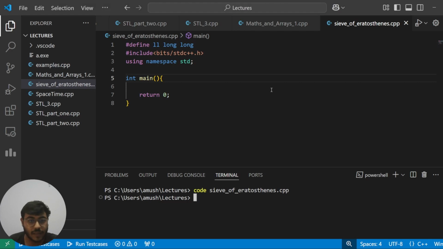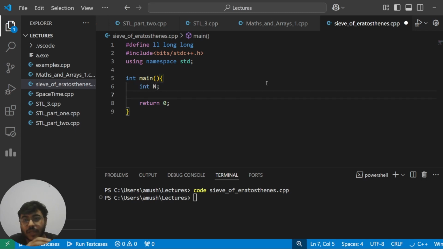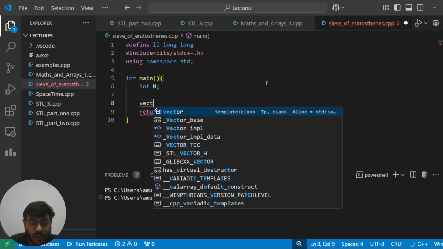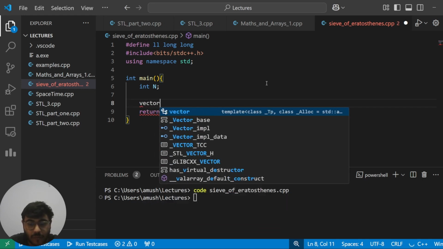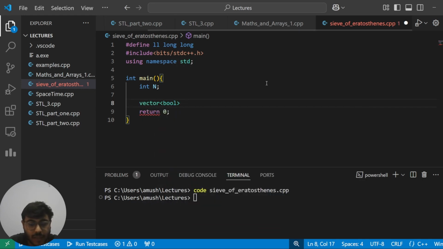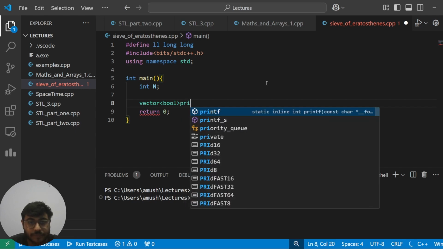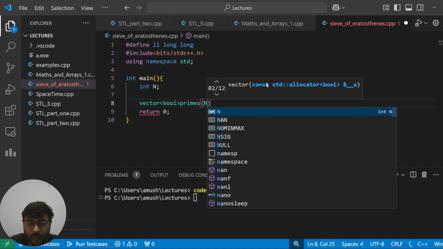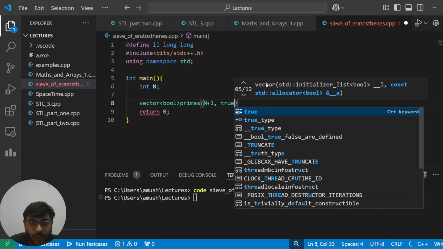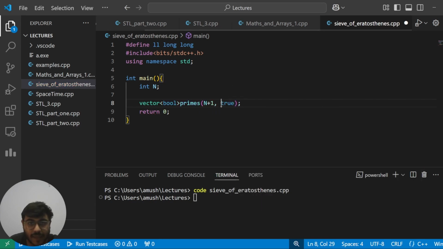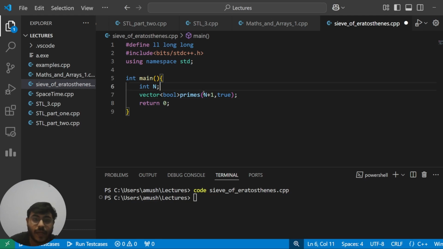Okay, so let's start coding the approach, and then we'll talk about the time complexity of this approach and the space complexity. Okay, so first of all, we'll take the input of number n. So basically, from 1 to n, we'll be calculating the prime numbers. So first of all, we create a boolean array, vector of bool, and let's say it is called prime, of size n plus 1, comma true. So what are we doing? Initially, we are declaring every number from 1 to n as a prime, right? As I said, we declare every number as prime.